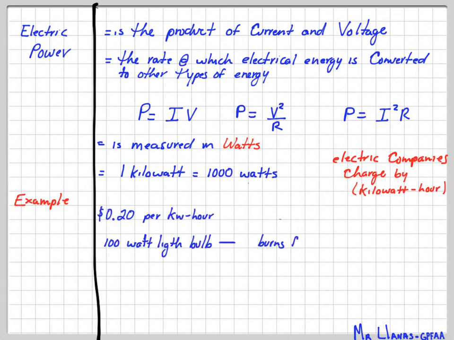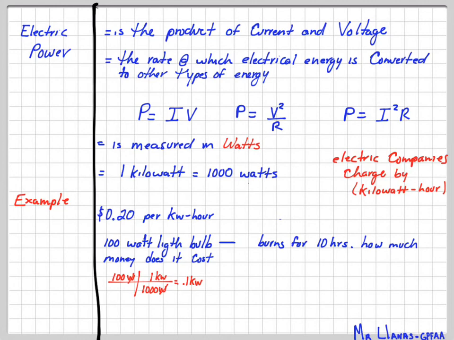So let's do this problem real quick, okay? Let's say that you're paying 20 cents per kilowatt hour, and you have a 100-watt light bulb, and you're burning that light bulb for 10 hours. How much money does it cost? Well, the first thing we need to do is change those 100 watts into kilowatts. Remember, we're talking about kilowatts because that's how they sell this energy. So we have 0.1 kilowatts.